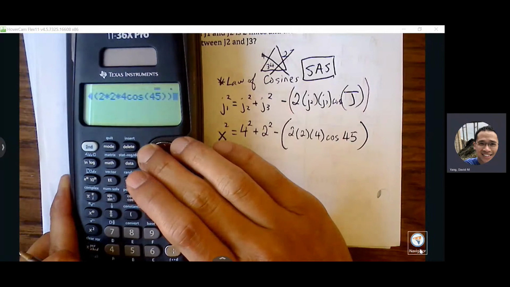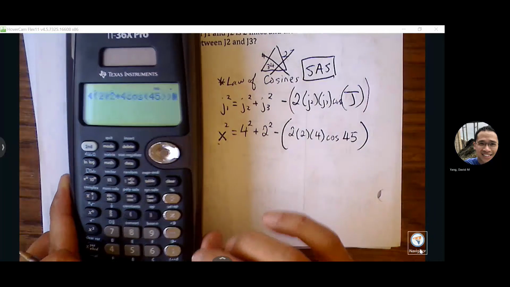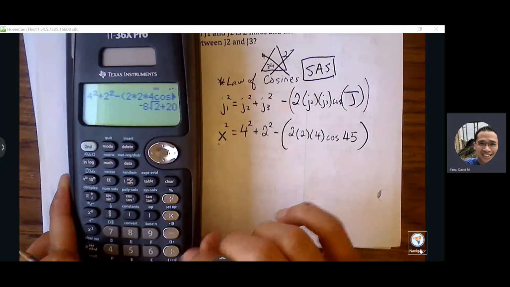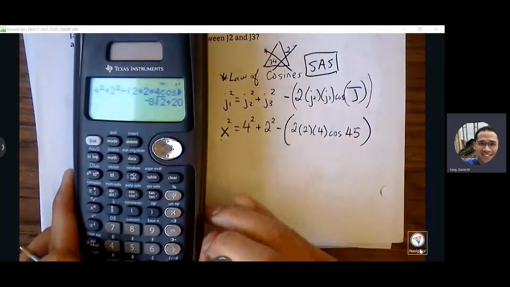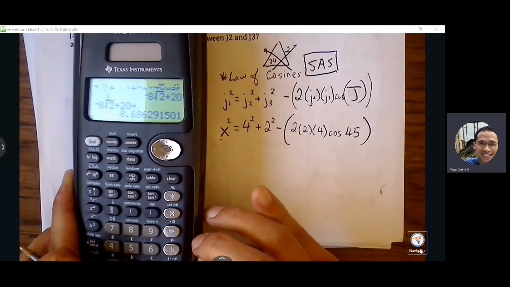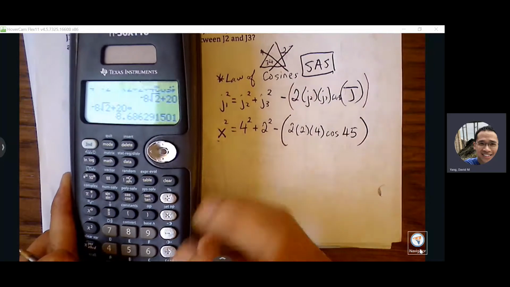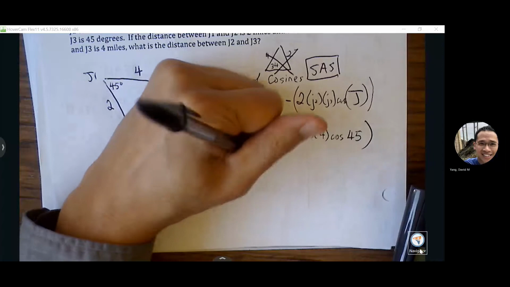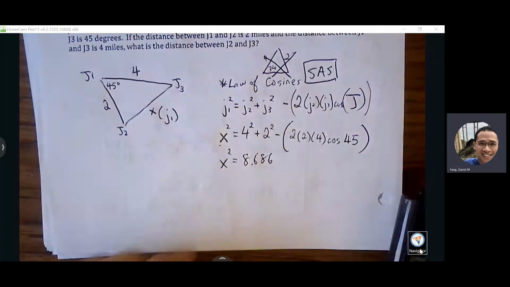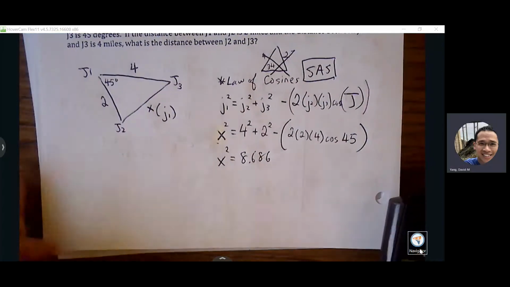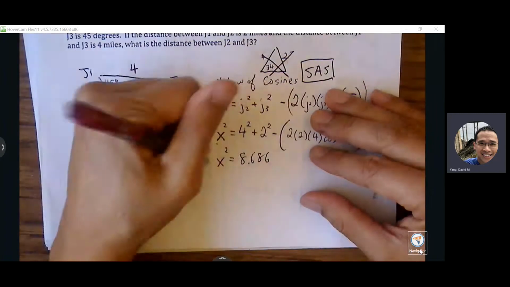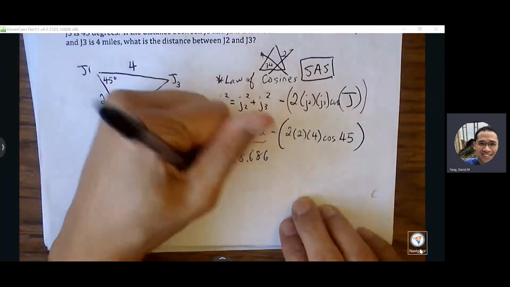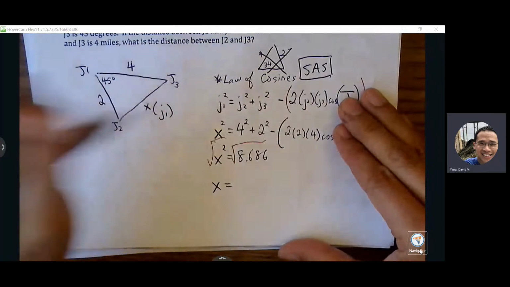Okay. Practice entering that in. You should have got, I'm going to hit that fractional button there to get it down to a decimal value, 8.686. Did you guys get that? You guys okay? Okay, one last step. We need to take the square root. Technically, there's plus or minus, but we're talking about a physical distance, so only positive.